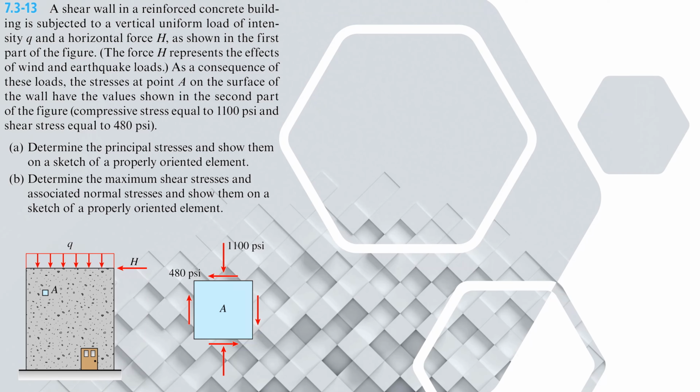A shear wall in a reinforced concrete building is subjected to a vertical uniform load and a horizontal force, and as a consequence it has the following stress state at this orientation at that location. Determine the principal stresses and show them on a sketch of a properly oriented element.